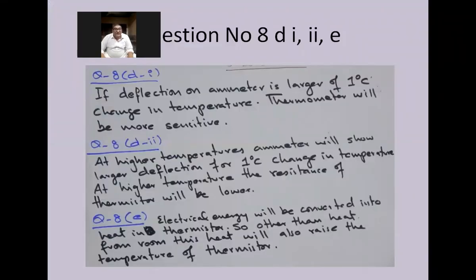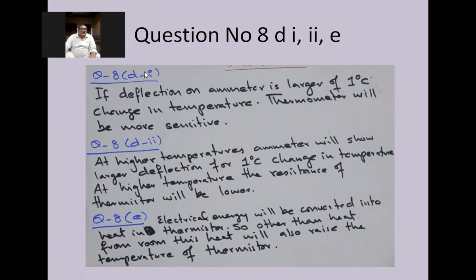So at higher temperatures, the ammeter will show larger deflection for 1 degree centigrade change in temperature. At higher temperature, the resistance of the thermistor will be lower. You can also mention here that the gradient in figure 8.2 is larger as compared to lower temperatures. So the thermometer will be more sensitive.